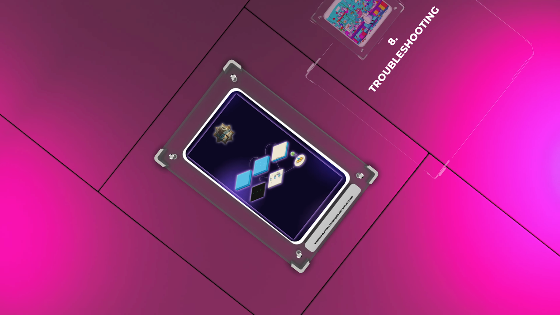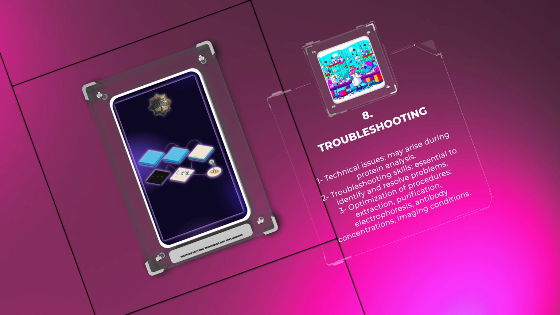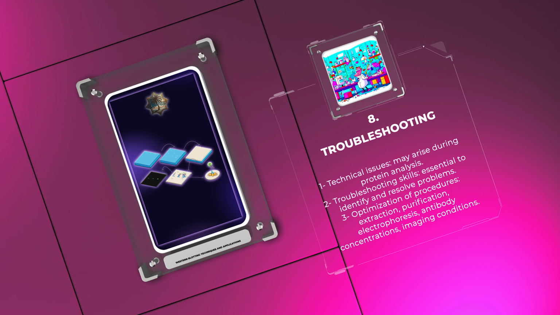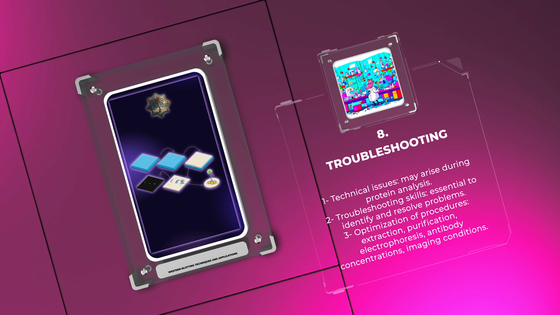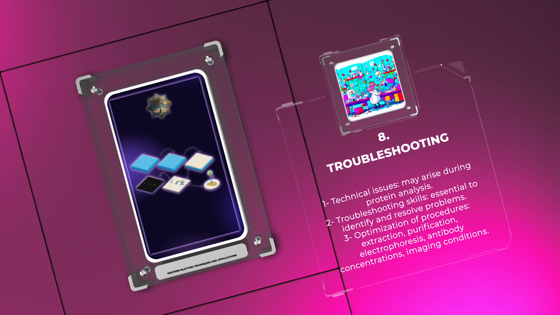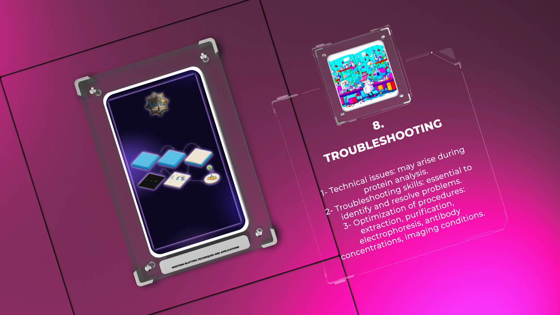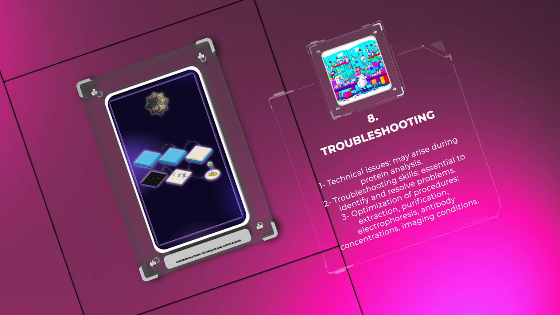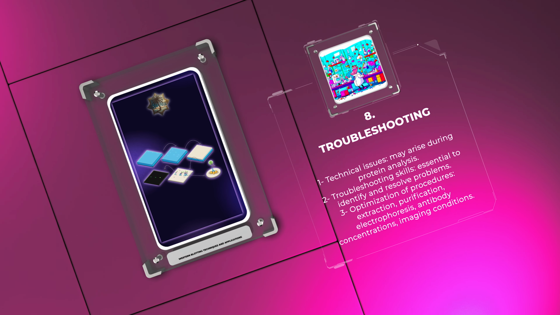During protein analysis, various technical issues may arise, hindering experimental progress. Troubleshooting skills are essential to identify and resolve these problems. They include optimization of protein extraction, purification procedures, gel electrophoresis parameters, antibody concentrations, and imaging conditions. Understanding common pitfalls and troubleshooting strategies is crucial for obtaining accurate and reliable results.